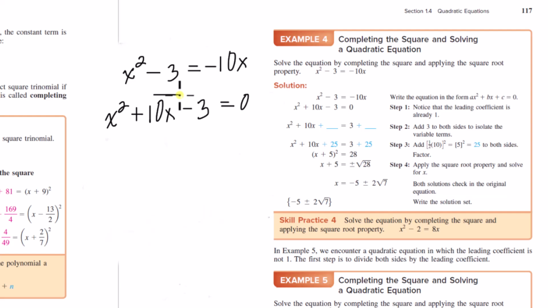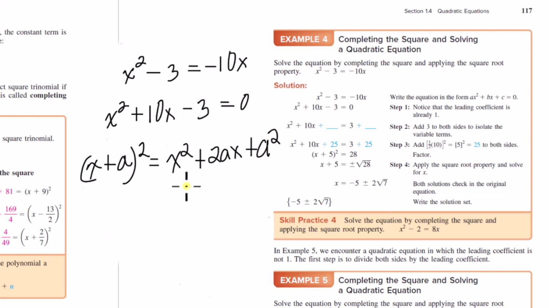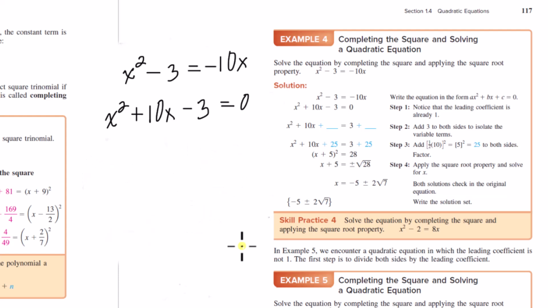Now we want to create a perfect square trinomial out of these two terms here. So we can just use, so x plus a squared is equal to x squared plus 2ax plus a squared. We can see in this case 2a is going to be equal to 10. Right? Here's the x squared. Here's the 2ax term. So a is equal to 5. Okay, so with that, a squared is 25. So we can do this. We can add 25 here and then add 25 here.